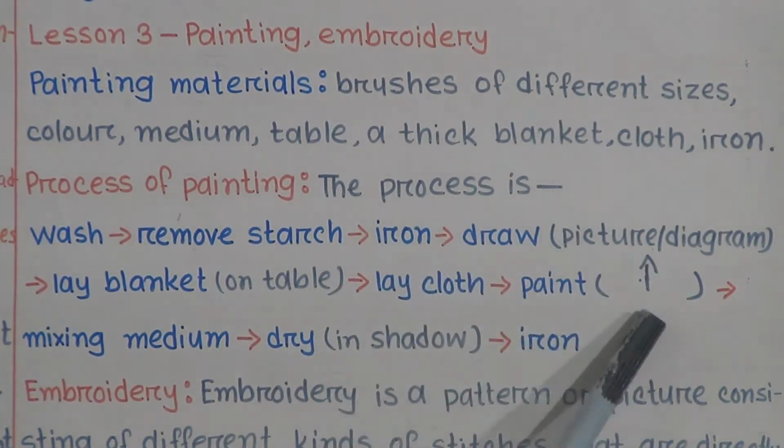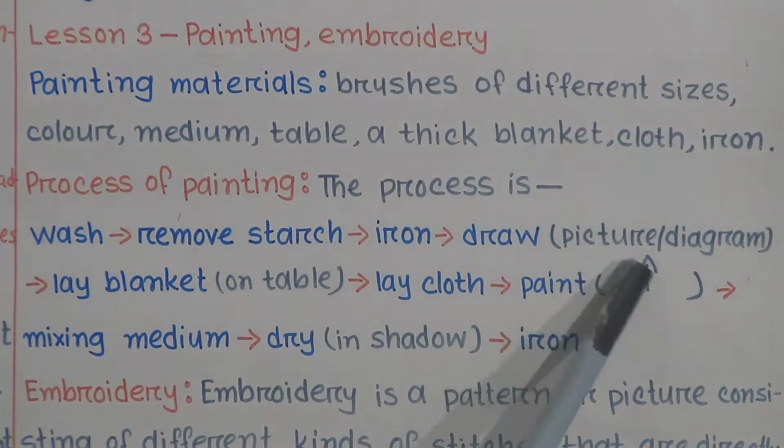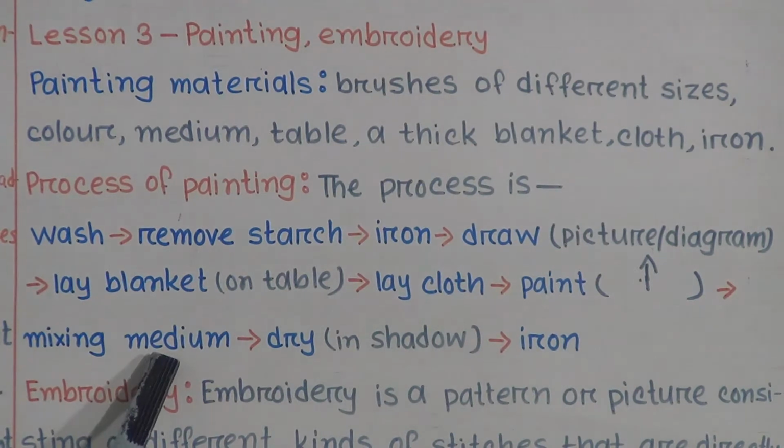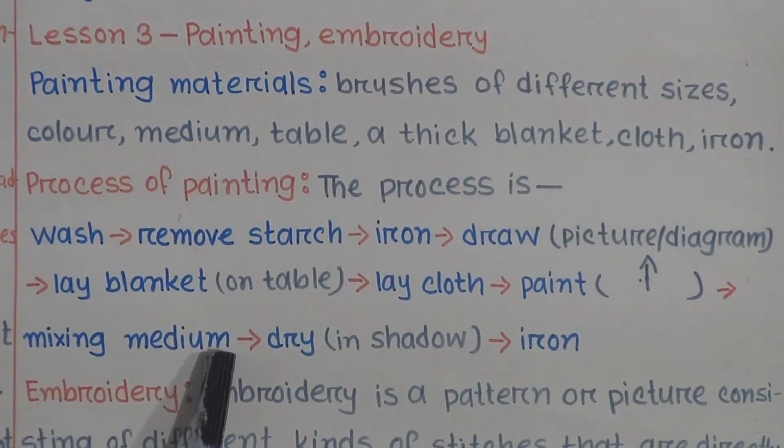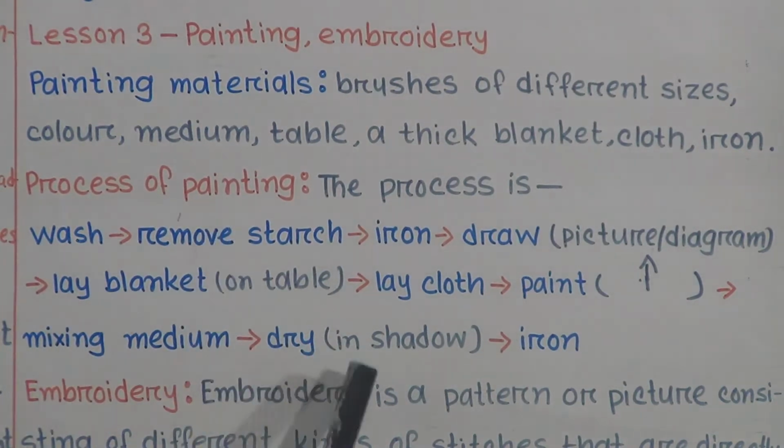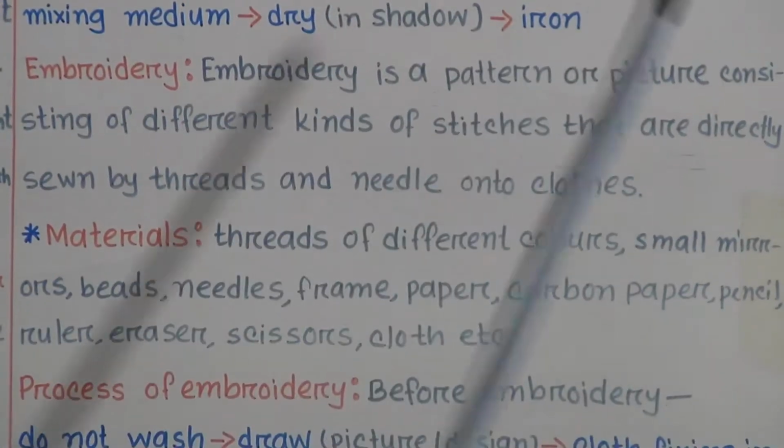So after painting a picture or diagram, we will mix the medium. That means the color will be mixed with the medium. And when it is done, we'll dry the cloth. And again here we have to dry the cloth not in sunlight but in the shadow. And after that we have to iron the cloth. In this way we can paint our cloth.